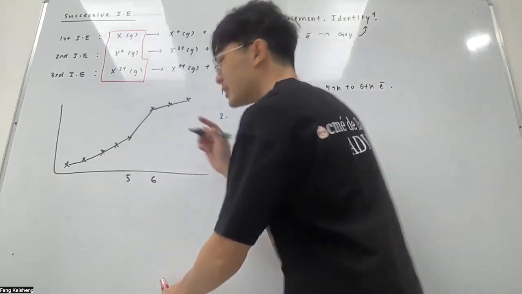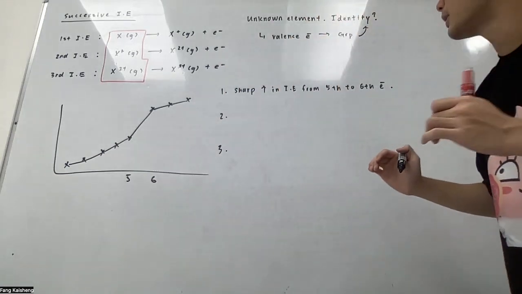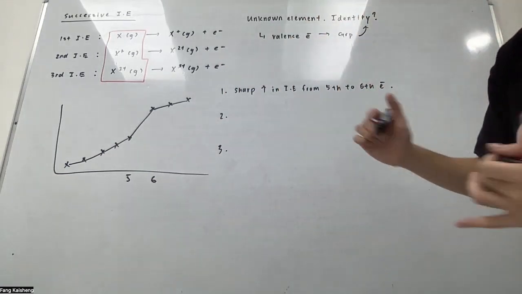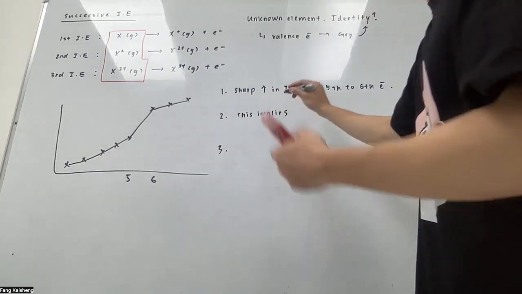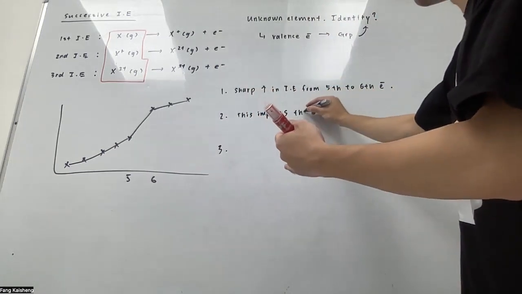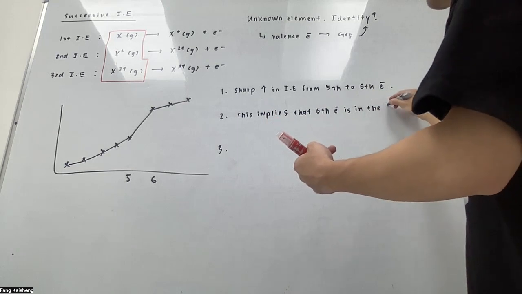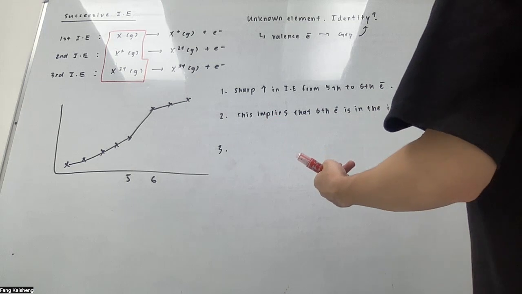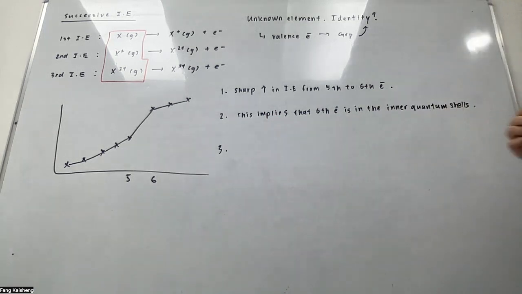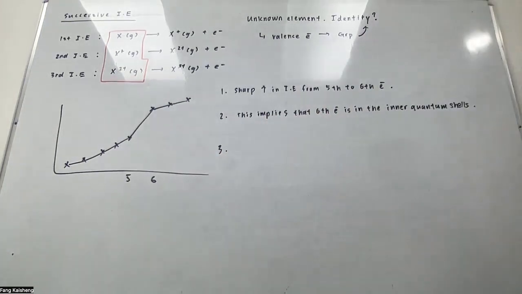Basically, the first thing that you tell me is the data from the graph, the surface level data. Afterwards, you tell me what it means. This implies it's so much harder to remove the 6th electron. So that implies that the 6th electron is in the inner quantum shell. Now use the terms that we have learned. Okay, don't just say inner shell. Let's make it more complete here. Inner quantum shell, a lot closer to the nucleus, a way harder to remove.